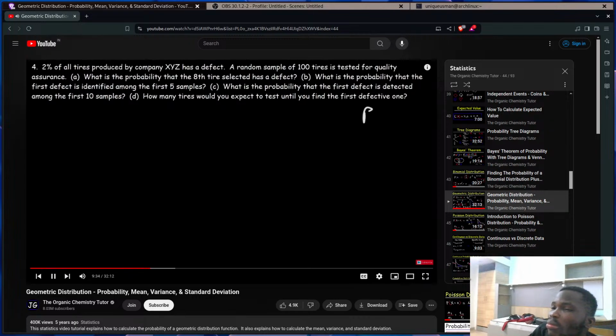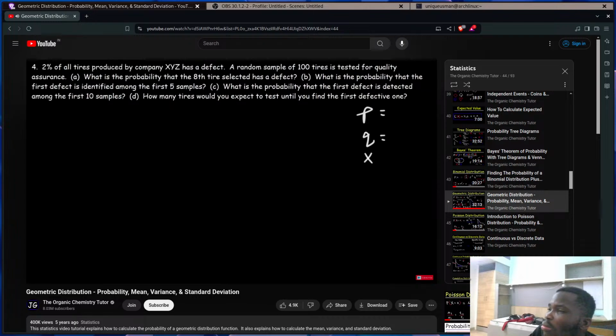So what are the values of P, Q, and X in this problem? Well, 2% of all tires have a defect. So P is 0.02. That's the probability of selecting a defective tire. The probability of not selecting a defective tire is going to be 1 minus 0.02.